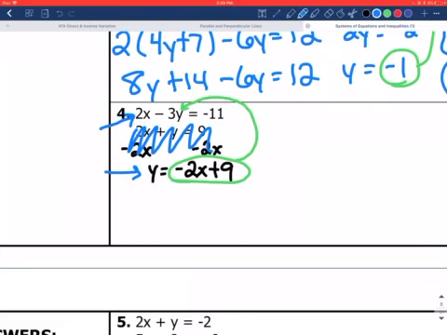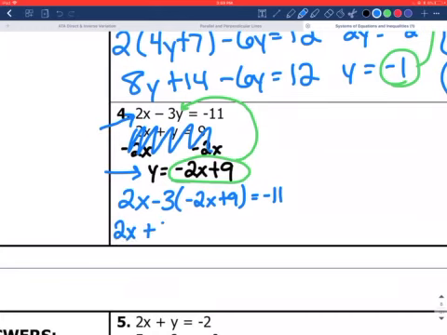Okay, so we have 2x minus 3 in parentheses negative 2x plus 9 equals negative 11. We're going to have to distribute that negative 3. We keep the 2x. That will be plus 6x and minus 27 equals negative 11. 8x, I'm going to add 27 to negative 11. That'll give me a positive 16, and x will equal 2.